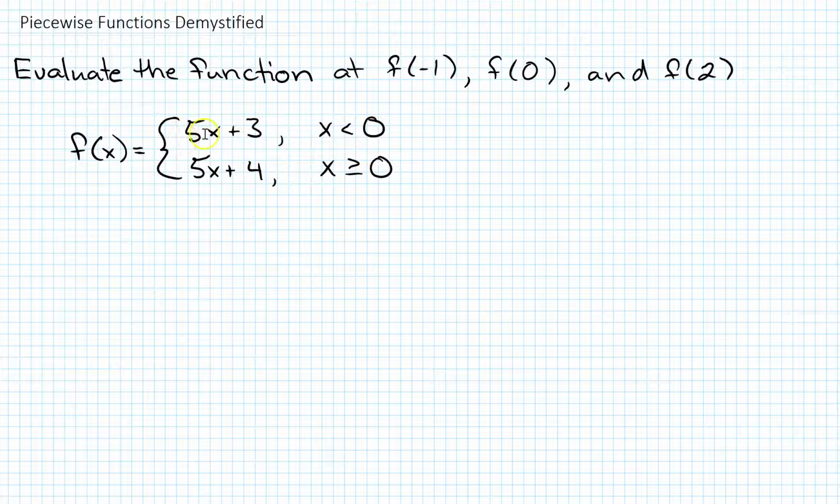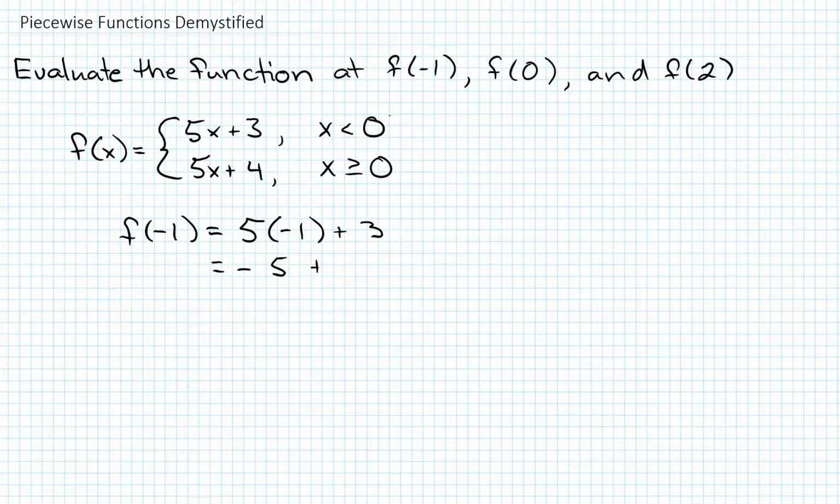So what it says is, I'm going to do 5x plus 3 for every x that I plug in that's less than 0. And I'm going to do 5x plus 4 for every x that I plug in that's greater than or equal to 0. So if I need to plug in -1, which is the first thing they're asking for, f of -1, I go up and I look at my rules. My rules say less than 0 is the top one, greater than or equal to 0 is the bottom one. Well, -1 is less than 0, so that's where I'm going to plug it in. And I'm going to get 5 times -1 plus 3, which is -5 plus 3, which is -2.